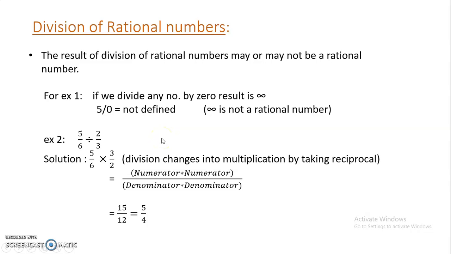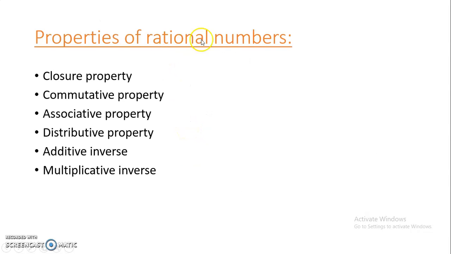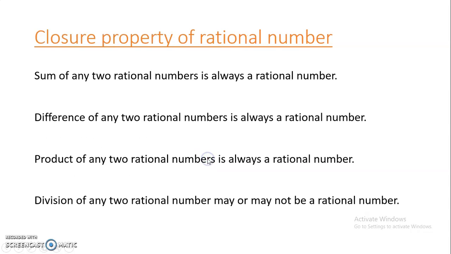Okay, I hope you understood division of rational numbers. Now let's move on and see some properties of rational numbers. I believe you have already seen them, but let's see them once again. The properties of rational numbers are closure property, commutative property, associative property, distributive property, additive inverse, and multiplicative inverse. We will start with the first property, that is closure property.